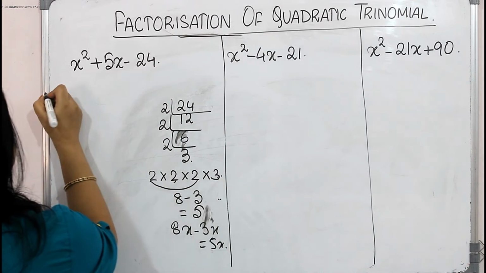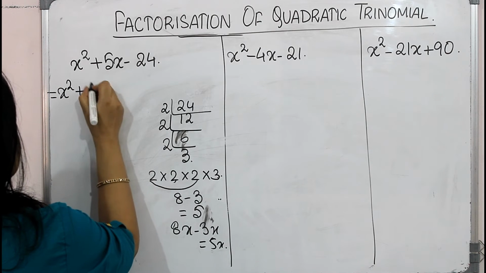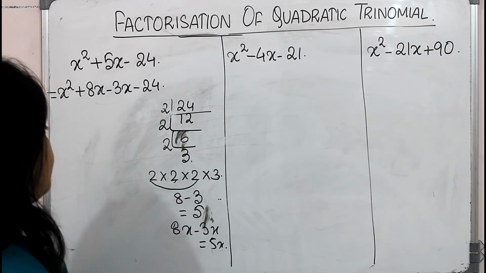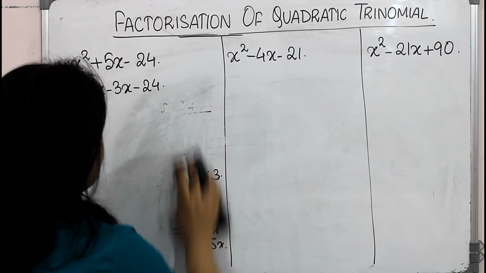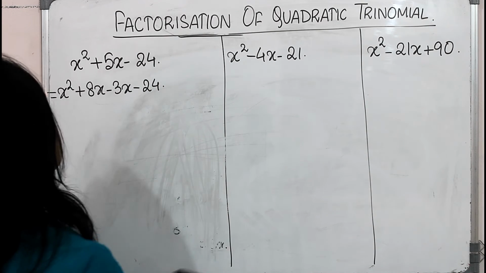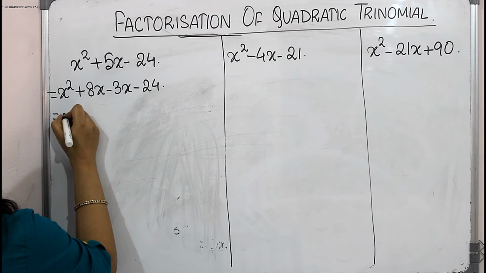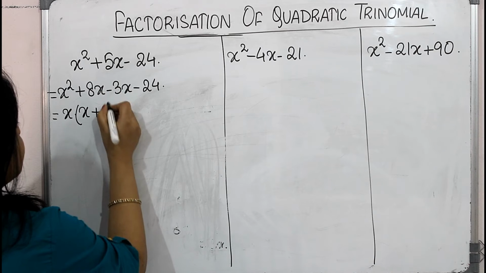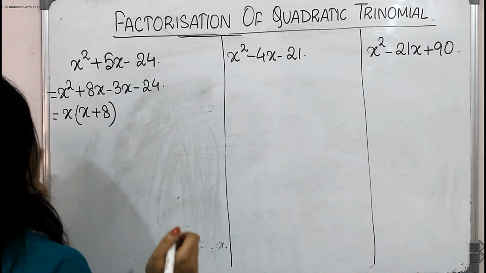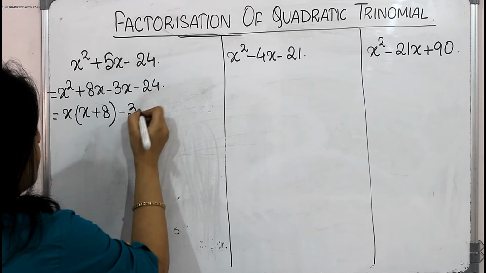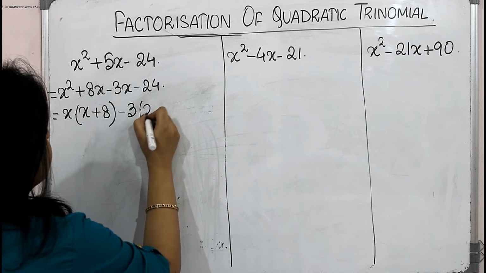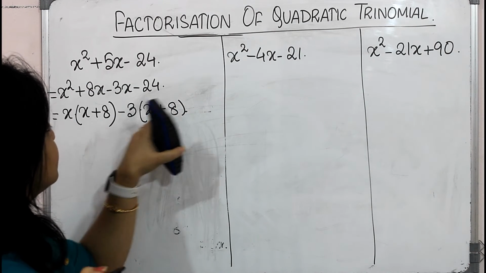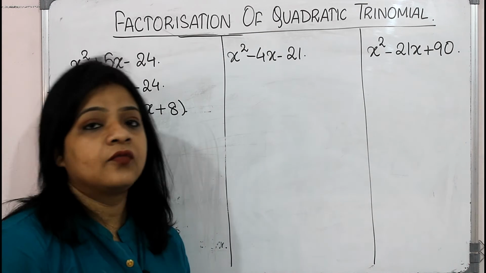So this is x square plus 8x minus 3x minus 24. Let's try to find the common factors. Here take x as common, so x plus 8, and in this one, minus 3x minus 24, let me take minus 3 as common. So this is x plus 8, minus 3x minus 3 into 8, that is minus 24.